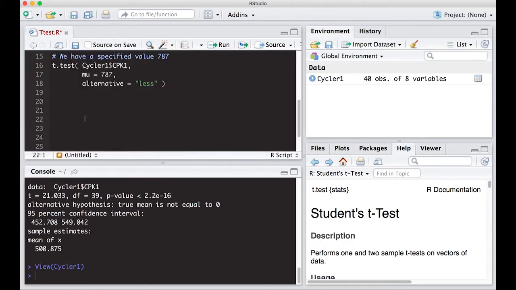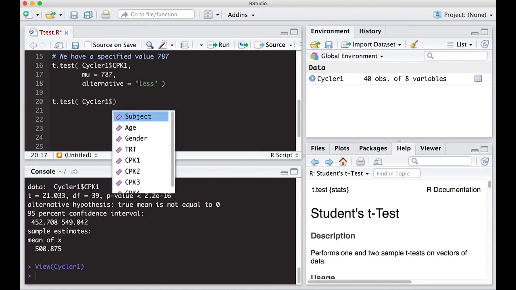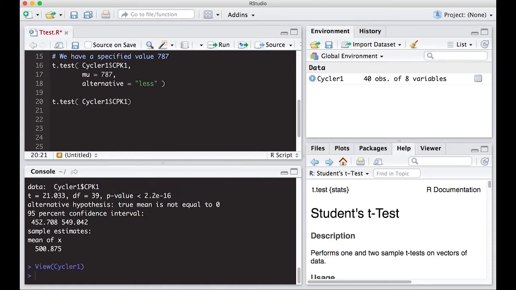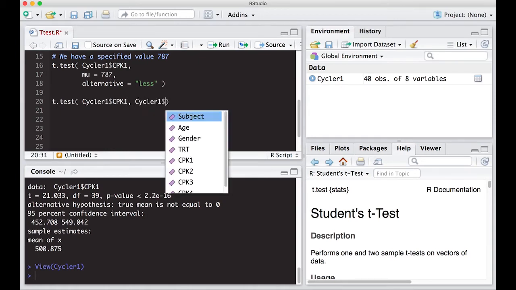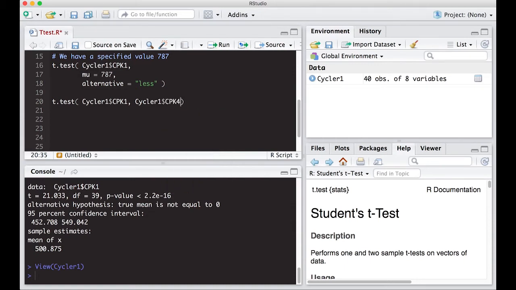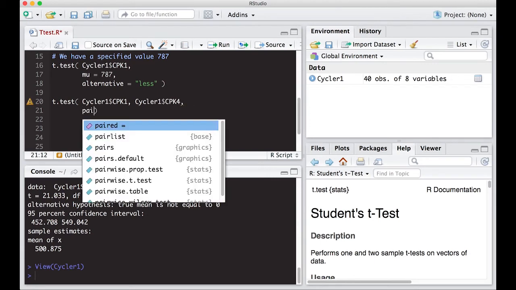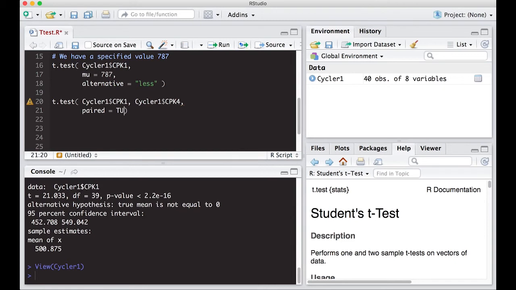So here we're going to use t.test. We're going to put in cycler 1, and I'm also going to put in here cycler 1, and I'm going to put CPK4. That's the one I'm interested in, CPK4. Okay, and I'm also interested in knowing that it's paired. So paired in this case is true.